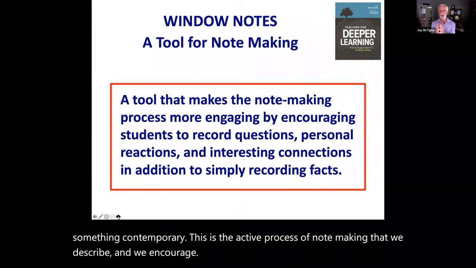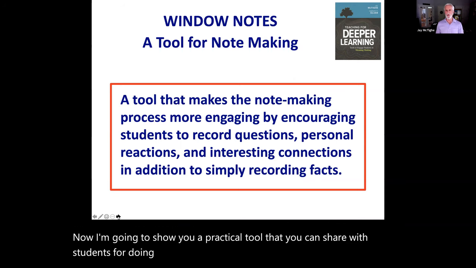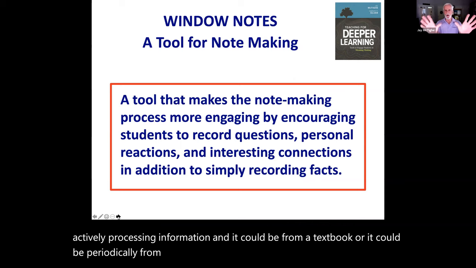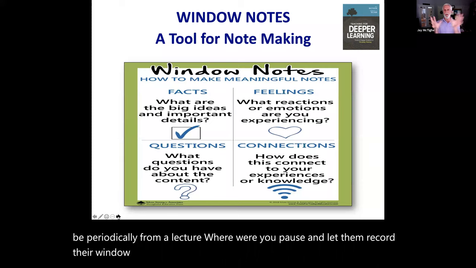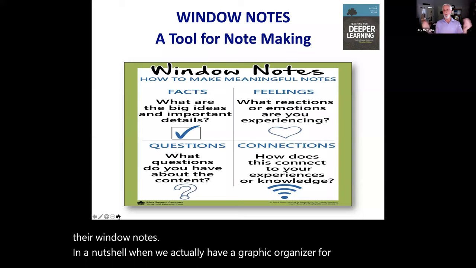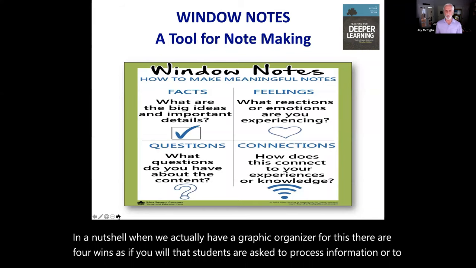Now I'm going to show you a practical tool that you can share with students for doing this. We call it window notes. And it involves students in actively processing information. It could be from a textbook, or it could be periodically from a lecture where you pause and let them record their window notes. In a nutshell, we have a graphic organizer for this, with four lenses, if you will, that students are asked to use in their note making.